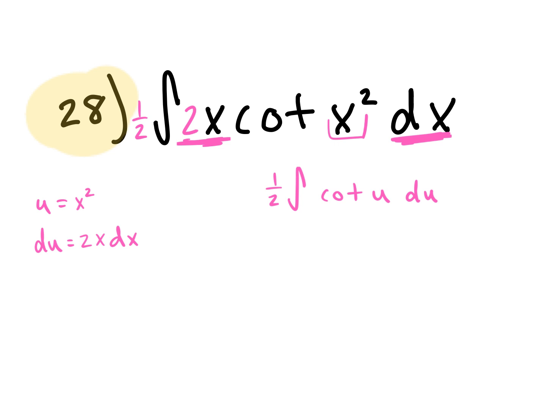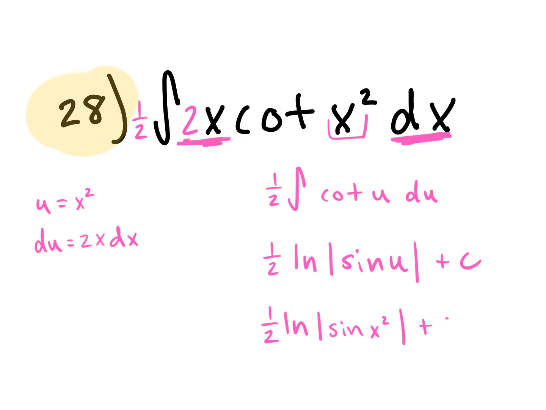This is our goal each time, to just get the trig function of u du, because we can then use our formulas from here. So the integral of cotangent of u would be, with the 1/2 just staying outside, the ln of sine of u plus c. The last step, we want to substitute our x's back in. So we have 1/2 times the ln of the absolute value of sine of x squared plus c.